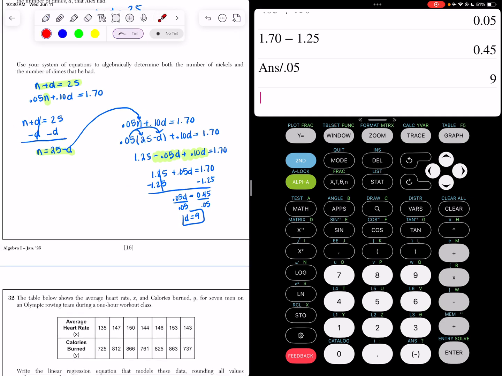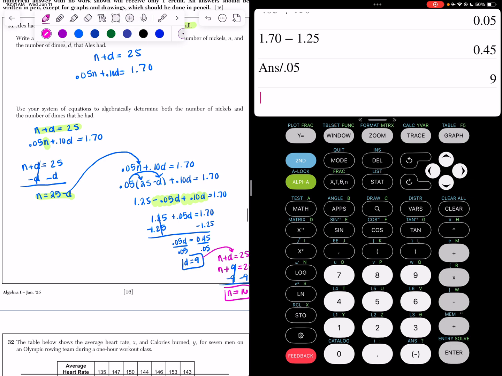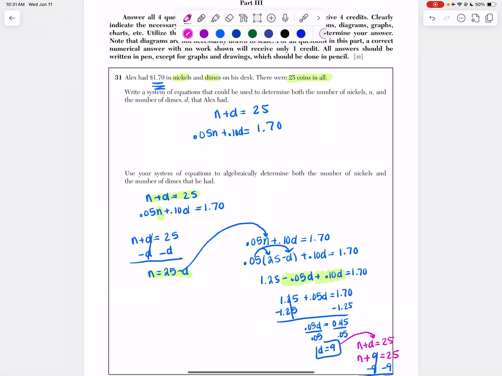So if we look back at our original equations, it says N plus D equals 25, and then we have that other equation. I'd rather deal with the first equation because the numbers don't have decimals. So I rewrite it: N plus D equals 25. And we know D is 9, so we do N plus 9 equals 25. To solve that equation, I subtract 9 from both sides, and I get N is equal to 16. So we have 16 nickels and 9 dimes. And that's how we solve question number 31.